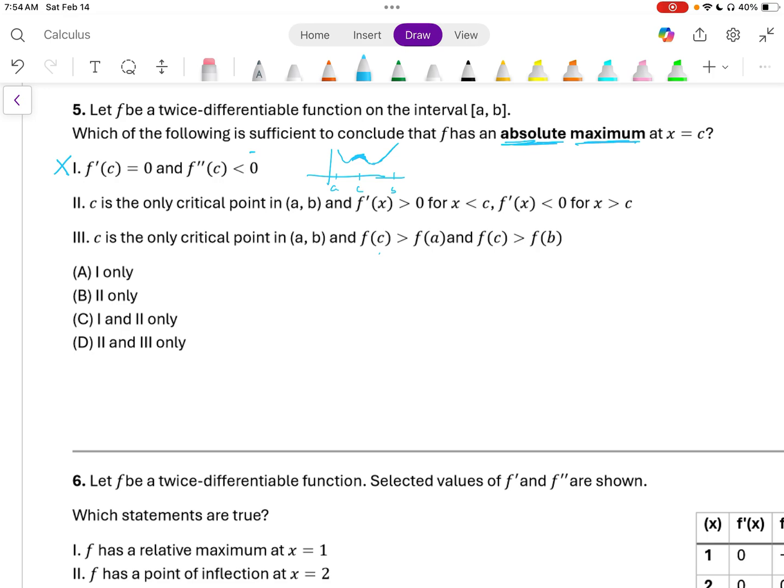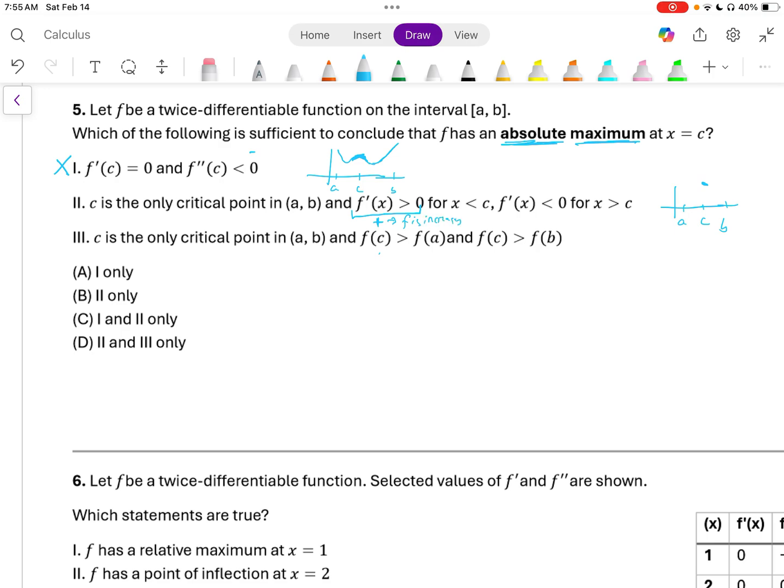Number 2 says c is the only critical point in a, b. So that's really helpful. If that was in number 1, that would have helped us out. So number 2, c is the only critical point. So we still have c, we have a, we have b. It's the only critical point, and we know that the first derivative is positive, which means f is increasing when x is less than c.